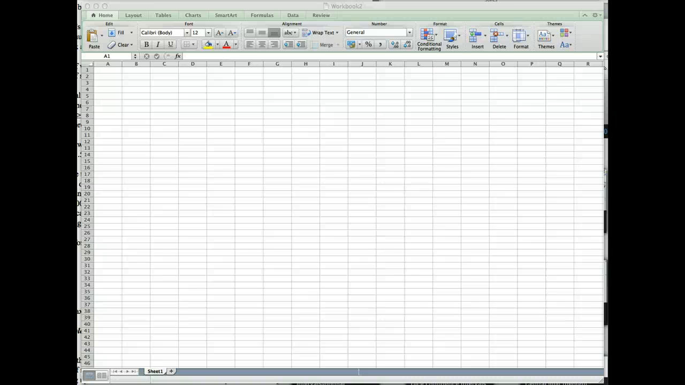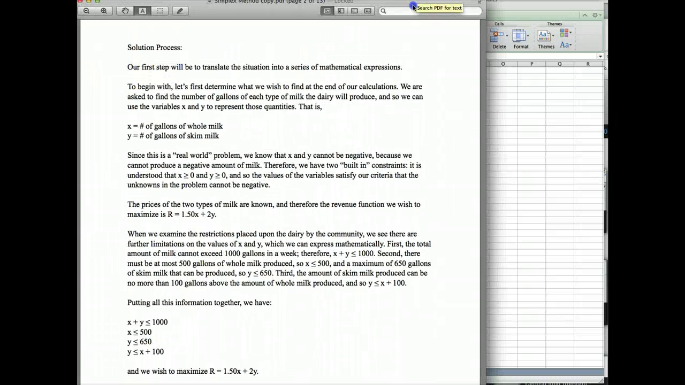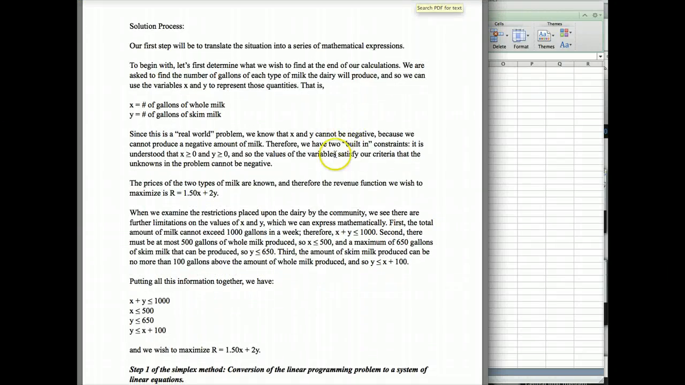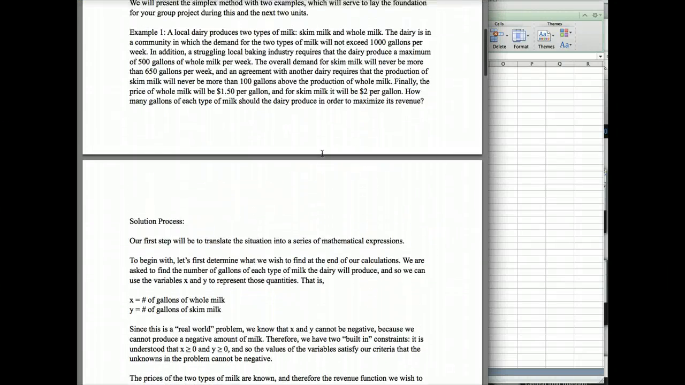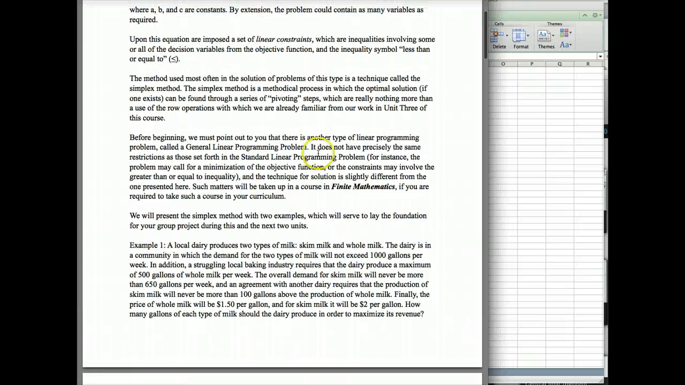by using the Simplex process. Now, instead of renting, what we're going to take a look at is the sample solution that's in your actual project. This is the problem where we have a local dairy who is selling two types of milk, skim and whole. They're not going to exceed 1,000 gallons of milk production per week, and they will produce a maximum of 500 gallons of whole milk, and never more than 650 gallons of skim milk.